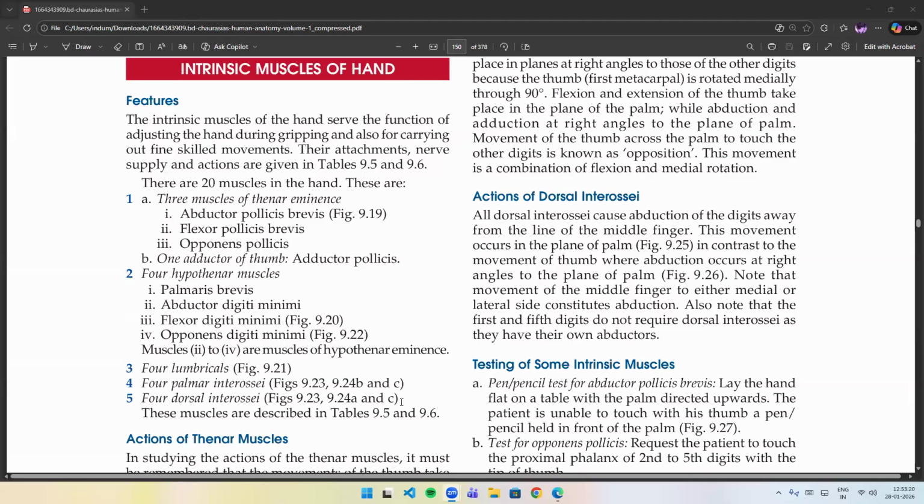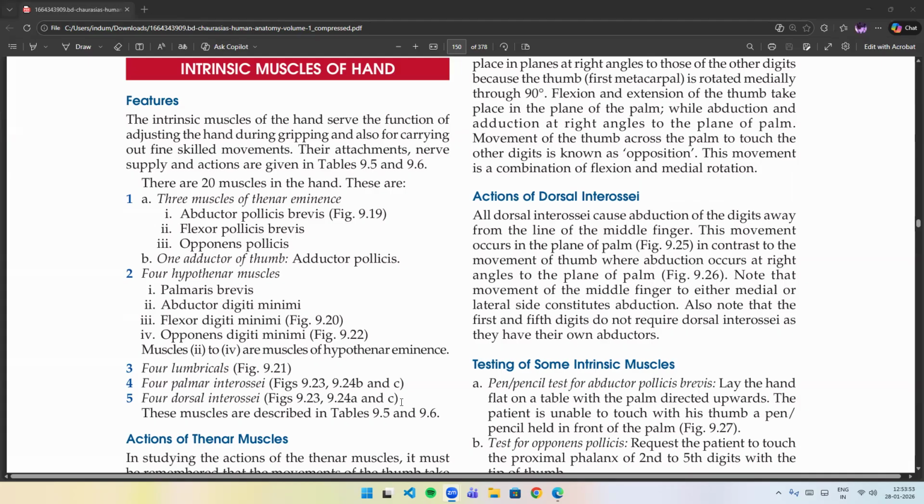These are: number 1, 3 muscles of thenar eminence: abductor pollicis brevis, figure 9.19, flexor pollicis brevis, and opponens pollicis. 1 adductor of thumb, which is adductor pollicis. Number 2, 4 hypothenar muscles: palmaris brevis, abductor digiti minimi, flexor digiti minimi, opponens digiti minimi. Muscles 2nd to 4th are muscles of hypothenar eminence.